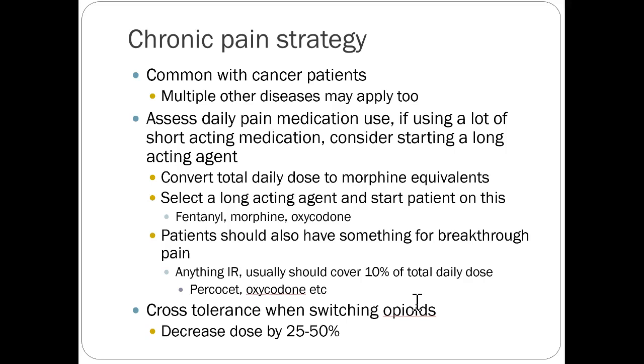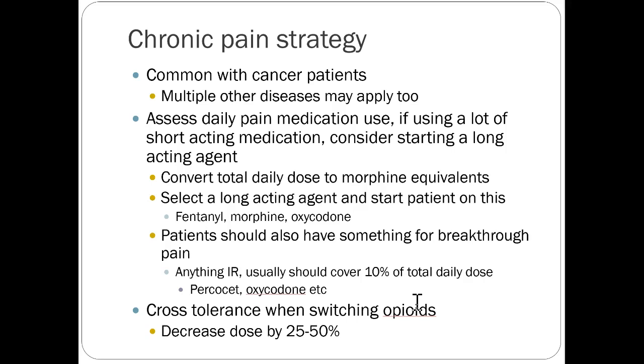So the idea here is you take all their daily dose, convert it into some sort of an equivalent, and then convert it over to what you want to give them. The easy way to do it is convert everything to morphine and then go from there, depending on what you want to do. You want to select a long-acting agent. Your options are fentanyl patches, that's specifically the patches, no other fentanyl product, morphine extended release, so that's MS Contin, and OxyContin would be your three options that are most commonly used.